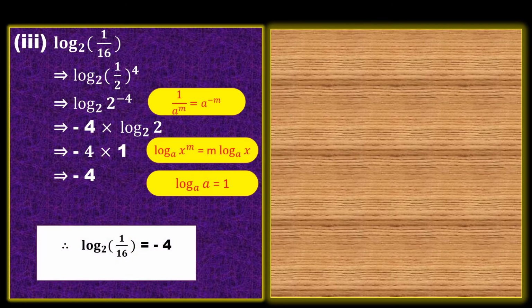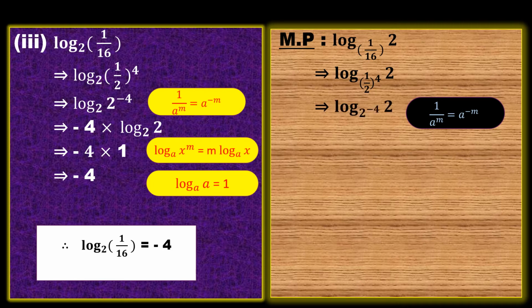If I change the question like this, 1 by 16 I wrote here and 2 I wrote here, your answer will be minus 1 by 4. As it is minus 4 here, here you will get minus 1 by 4. So the model problem of this one is given in this way. So 1 by 16 I can write 1 by 2 whole power 4. Here it will be changed to 2 power minus 4. 2 power minus 4. Okay.